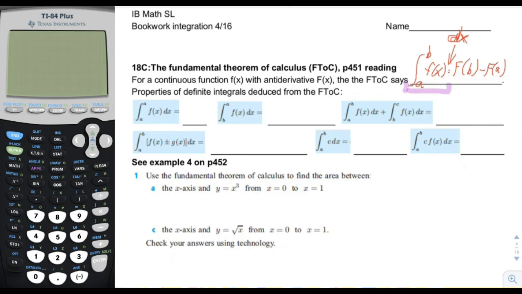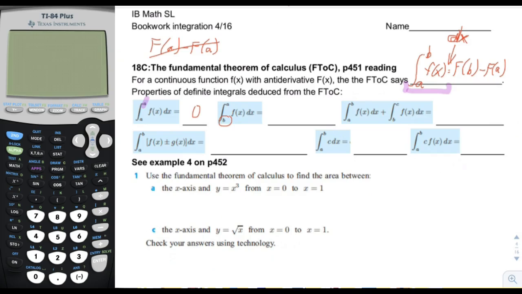Now, if you look here, there are some different things. Instead of a to b, it has a to a. What happens when you do a to a? Then you have basically f of a minus f of a instead of f of b minus f of a. So that's just 0, right?